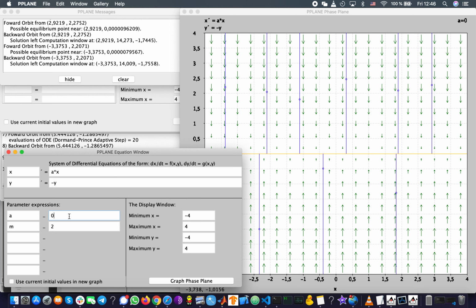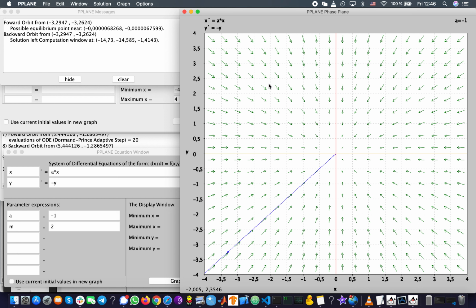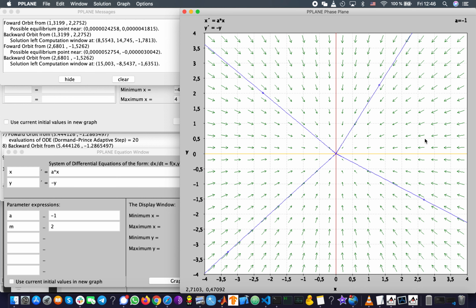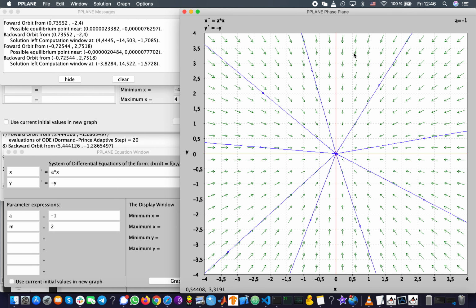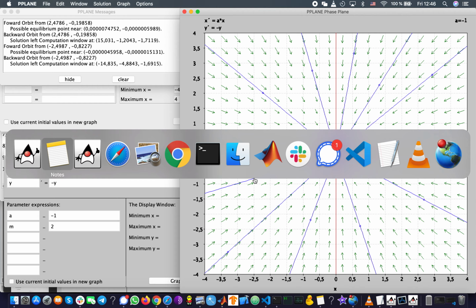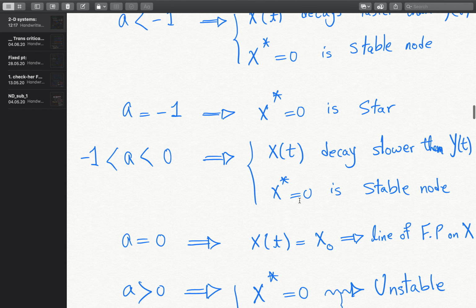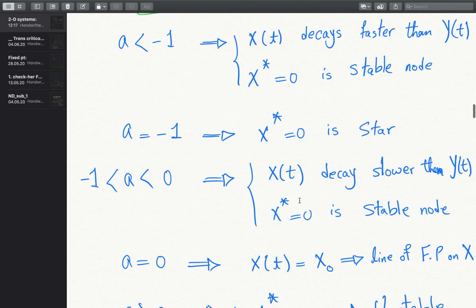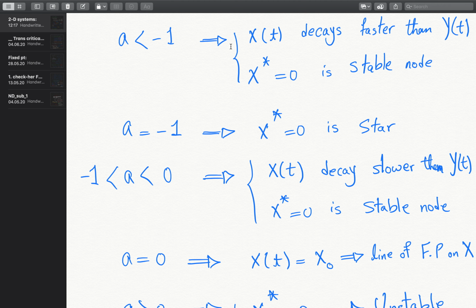And if a is negative, then you will have a stable fixed point. All of the trajectories are just absorbing to this point. So that's it, and it's important to understand some important things here. It's a very good example.